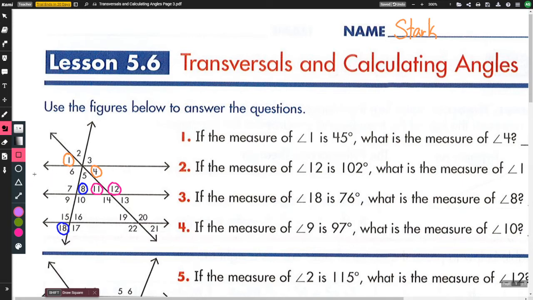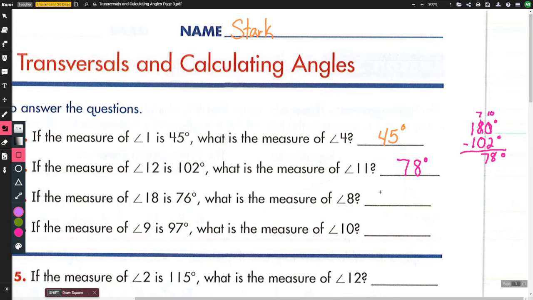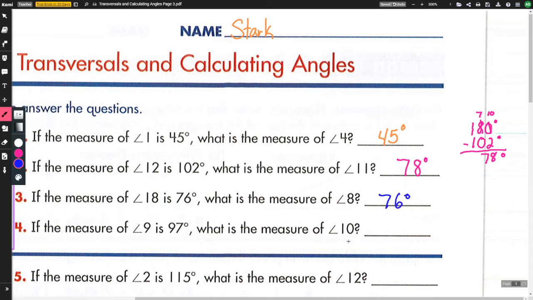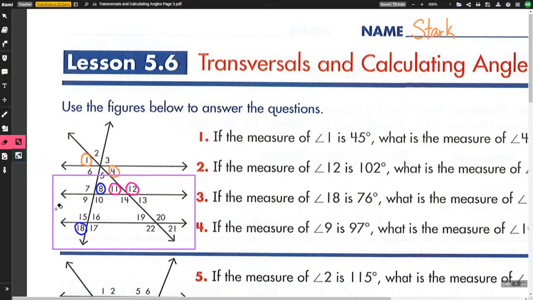So we're focusing on these lines right here in this box. As you see, they're parallel lines, and they are both on the outside of the parallel lines, so they're alternate exterior because they're also on opposite sides of the transversal. So if this is 76 degrees, this is also 76 degrees.